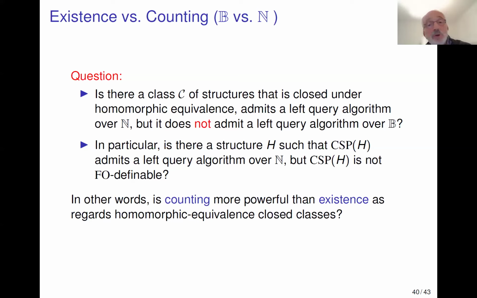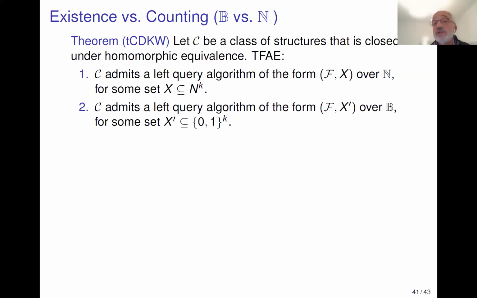And we tried for a long time to find such examples, and we failed, and then we realized there is a good reason. There is no difference. So this was the surprise and the main result of the paper: if you have a class of structures that is closed under homomorphic equivalence, then the following are equivalent. The class admits a left query algorithm over the natural numbers, if and only if it admits a left query algorithm using the same structures but changing the set to some appropriate set over 0, 1 to the k.